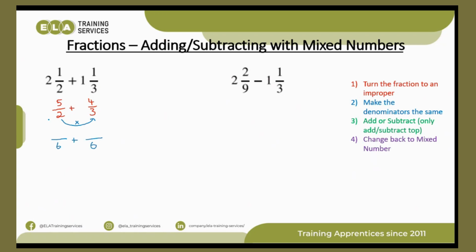So we say, how do we get from 2 to 6? We times by 3, so we times by the opposite. So then we times by 2. Do this into the top. 5 times 3 is 15. 4 times 2 is 8. And then we've changed our bottoms.